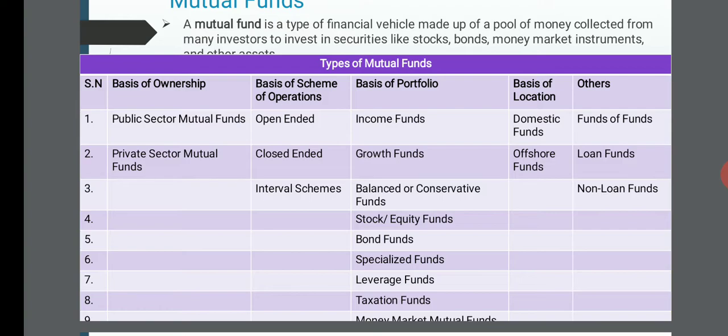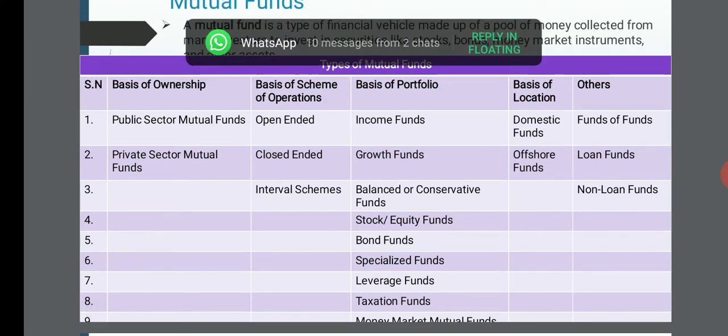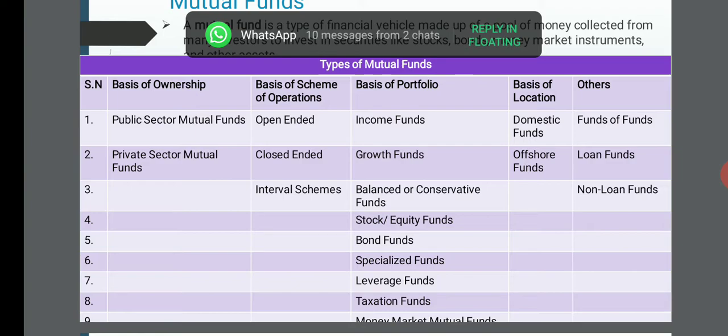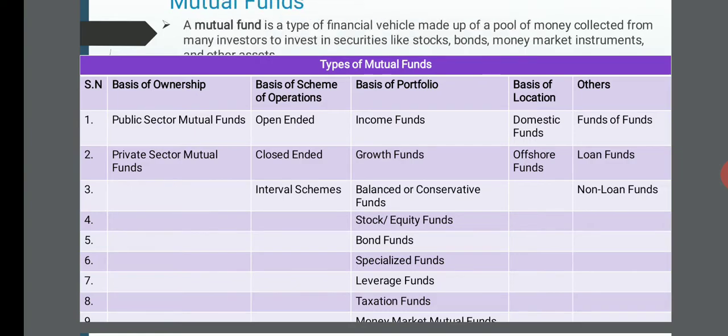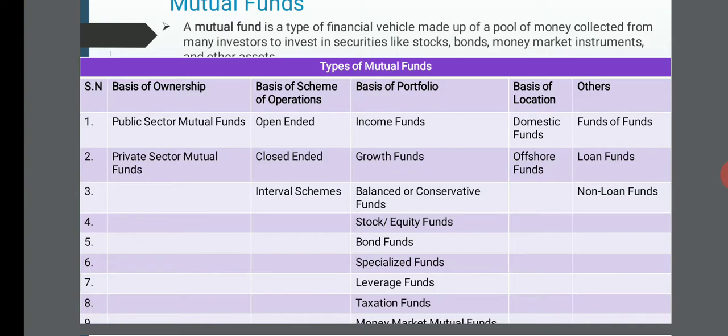Then on the basis of portfolio: income funds, which give you regular income, so they invest more in debt instruments. Growth funds, which give you capital appreciation, so they are based on equity. Balanced or conservative funds are a mix of equity and debt. Stock and equity funds, bond funds, specialized funds. When we invest in a certain specialized sector, it is a specialized fund. Leveraged funds are higher risk funds. Taxation funds are those which give you tax benefit, and money market mutual funds invest in the money market.